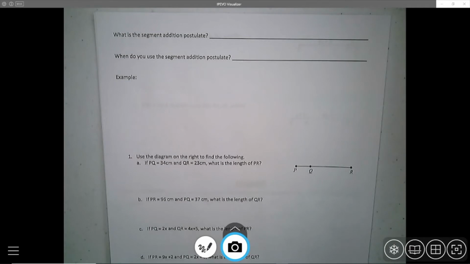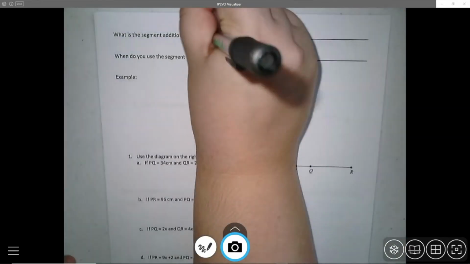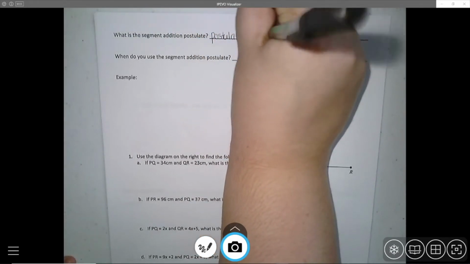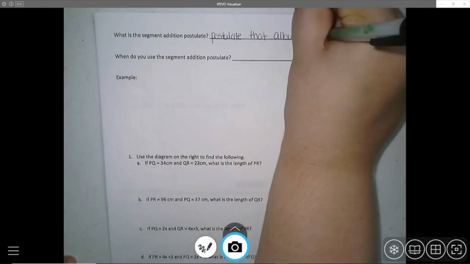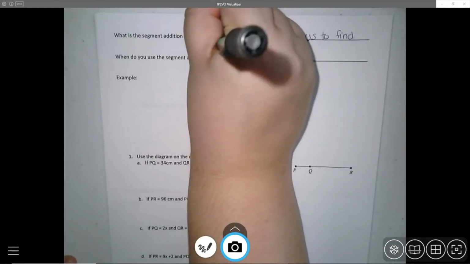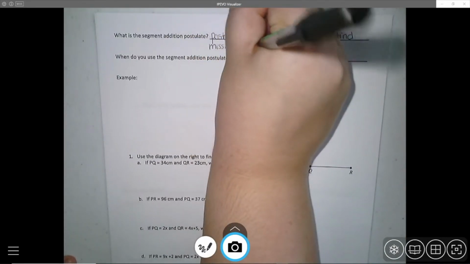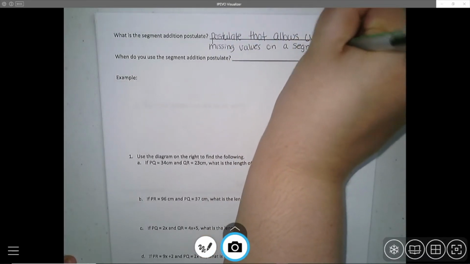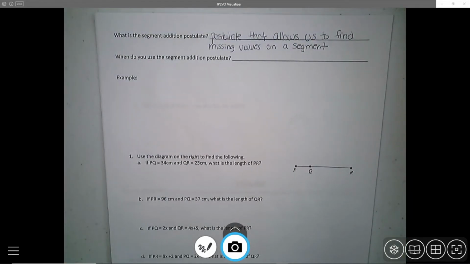The segment addition postulate is a postulate that allows us to find missing values on a segment. Now, really that means nothing. When we get down here to the example is where it's going to make sense. And you're going to hear me say the pieces of information quite a bit when we get down there.